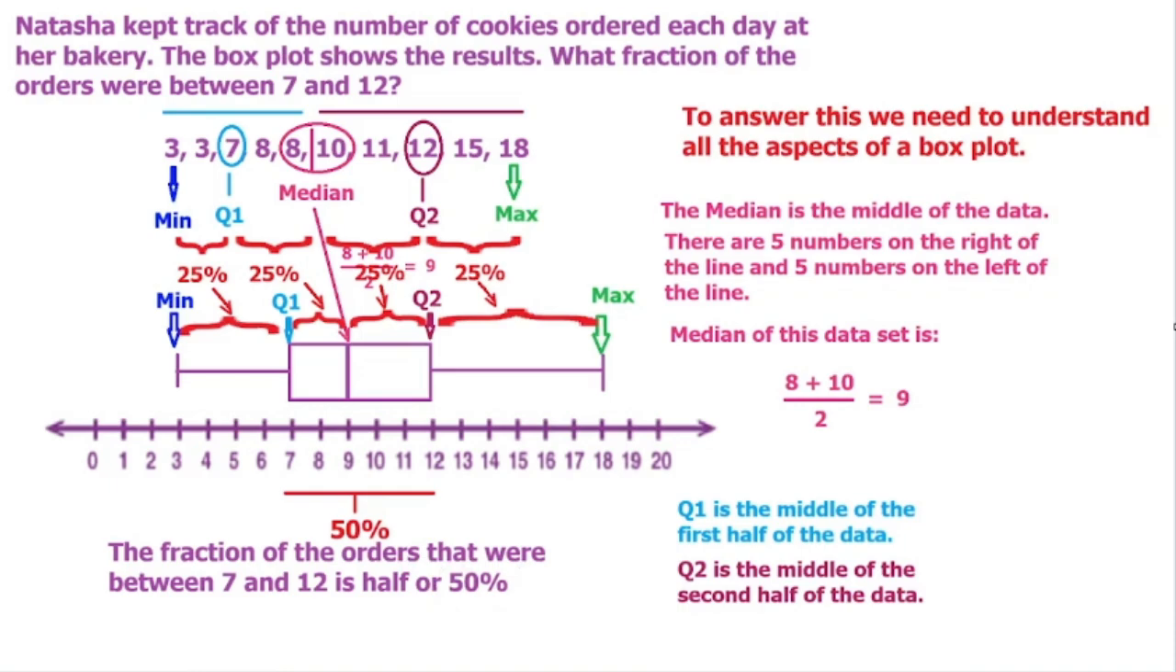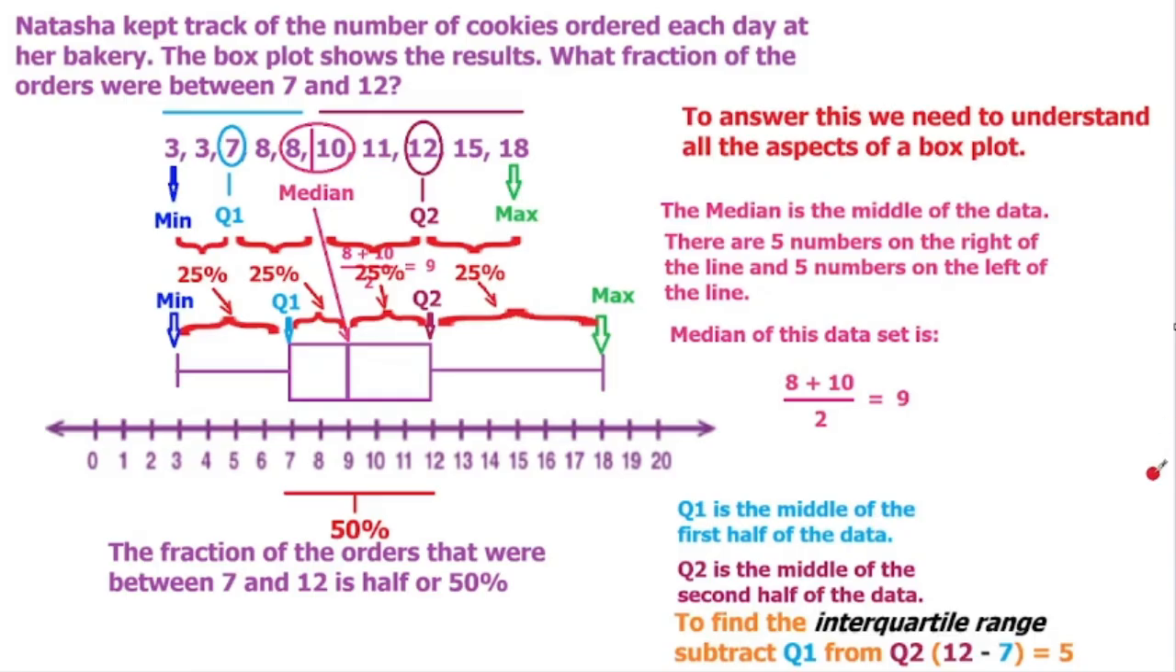And the final piece of information you need to know about this box plot is the interquartile range. So if you're ever asked to figure out the interquartile range, that means you subtract Q1 from Q2. Okay, that's the interquartile range. So that means just 12 minus 7. So 12 minus 7 equals 5. And that's it. That's all you need to know about box plots.